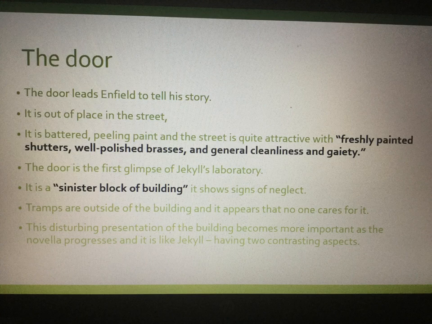It is a, quotation, sinister block of building. It shows signs of neglect. Tramps are outside of the building and it appears that no one cares for it. This disturbing presentation of the building becomes more important as the novella progresses, and it is like Jekyll. It has two contrasting aspects.